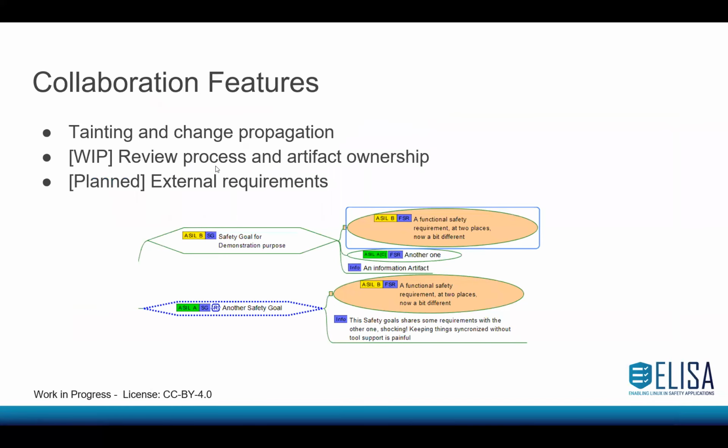Collaboration features. I already showed how the tainting works. It's a little bit more intricate than what I showed you earlier. It also tracks the clones. So if I change this clone here at this place, you see it's still marked, it's blue. If I change it here, it will mark this requirement as it needs to be rechecked because there is a clone of this down here. And yeah, so it's a little bit more intricate than just looking up and down the tree.